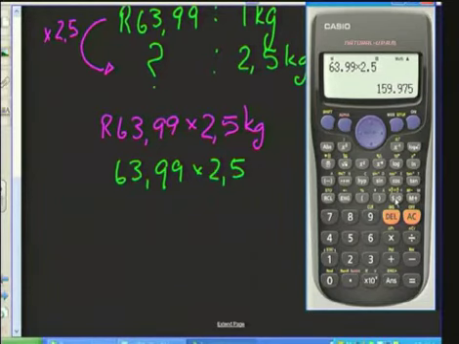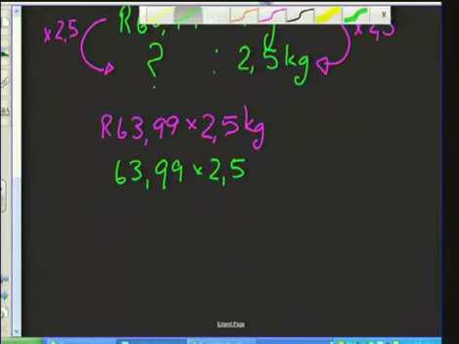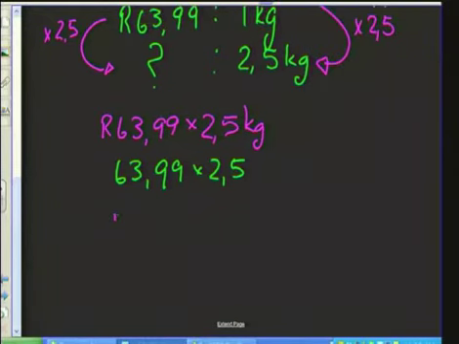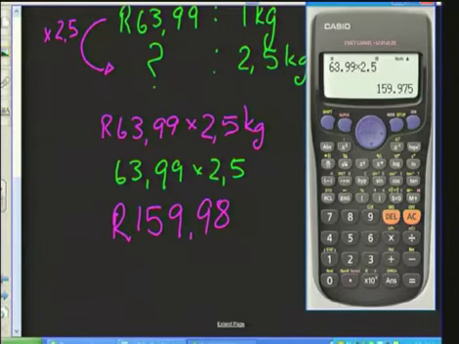159.98. Money, well, we need to round to 2 decimal places anyway, but this is money, and money is 2 decimal places. So 159.98. Just going to double check that I got that right. 159.98. So that's our answer.